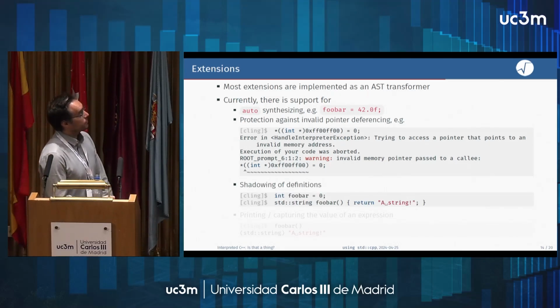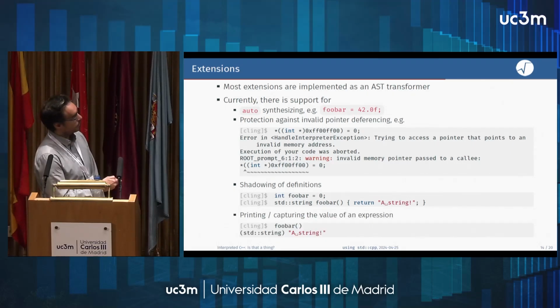There is also shadowing of definitions, as we saw before, so you can provide a new definition for a symbol. In this case, we declare a variable of type int called foobar, and then we redefine foobar to be a function that returns a string, and then you can actually call it and get the value printing.